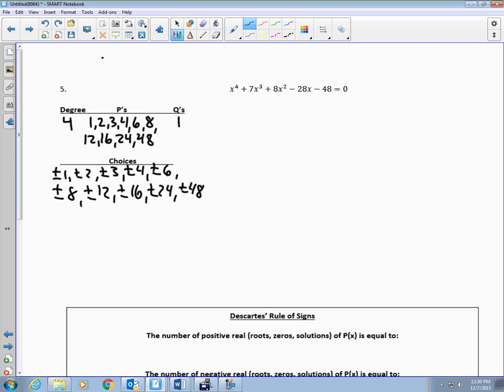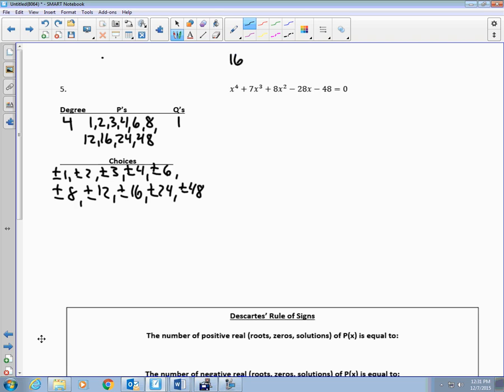So I got positives and negatives. What do you want to try? Oh, you want to try 2. You don't want to do 1. I don't like 1 either because I see a negative 28, negative 48. It looks like that's really going to outweigh the rest of it, doesn't it? So I don't like 1 or negative 1. I think 2 is a good shot. Let's try 2. What's 2 to the 4th?